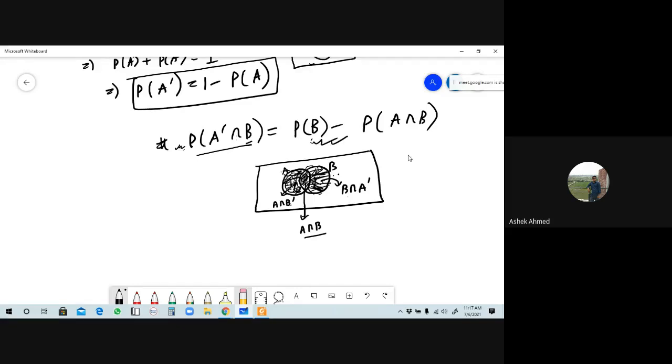Understand? Similarly, tell me, probability of A intersection B complement will be what? So probability of A minus probability of A intersection B. Understand? This is one formula, and this is another formula here. Okay? Understand? Yes, sir.